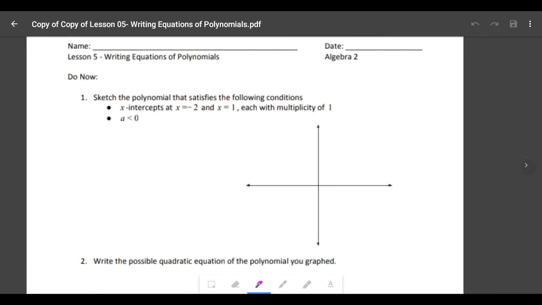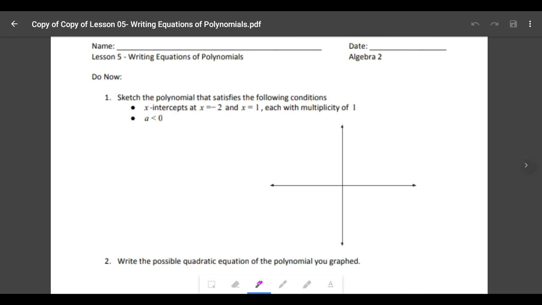Okay, so let's warm up by trying the do now. I'd like you to try the do now, number 1 for me. All right, at this point, you've tried the do now, so let's see what we need to do here.